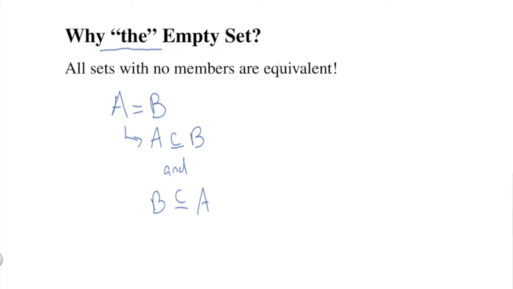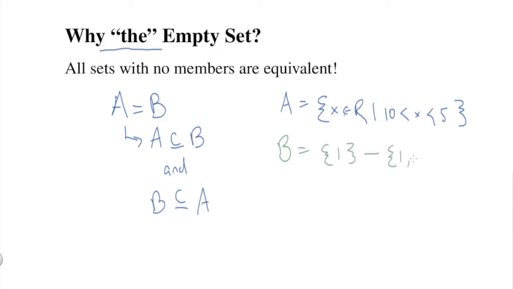Okay, so let's say we have two sets. We have A equals and B equals, what should B equal? B equals the set containing 1, minus the set containing 1 and 2. Okay, so we've got two new sets here. A equals the set of real numbers such that they're greater than 10 and less than 5, and B equals the set containing 1 minus the set containing 1 and 2.